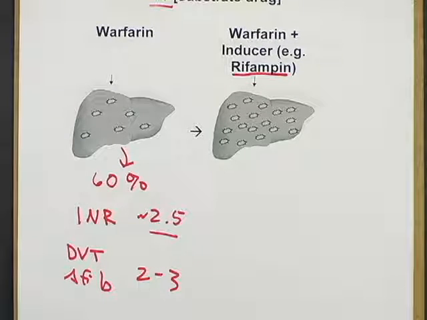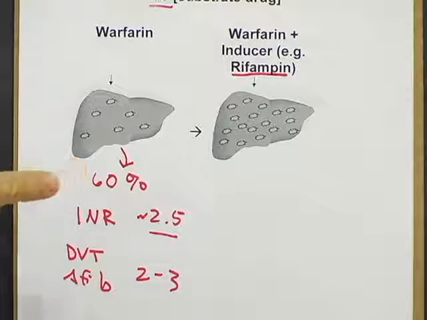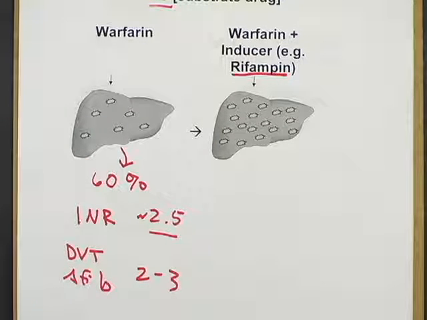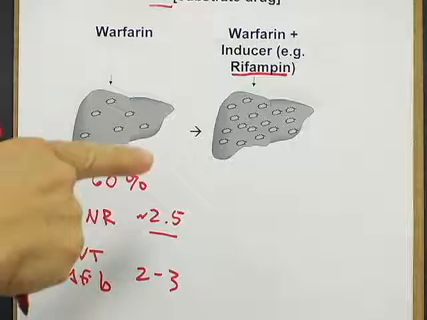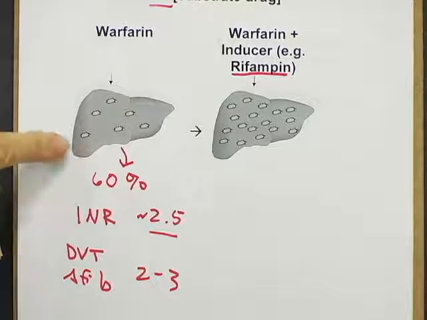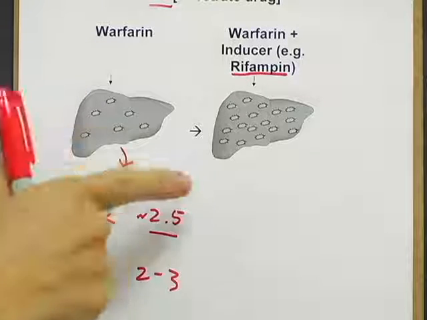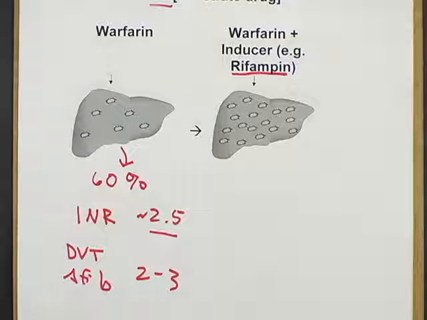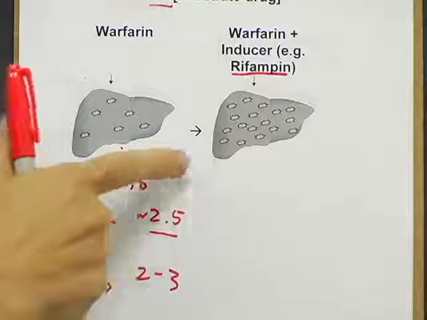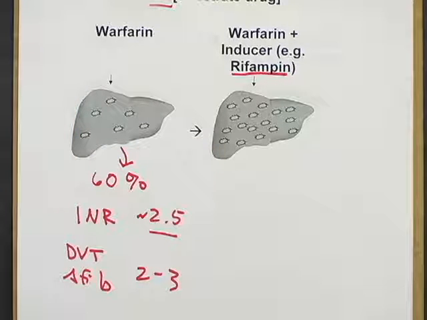And rifampin, like other enzyme inducers, will cause more enzymes. And so you can see this liver had some enzymes that metabolize warfarin. Now they've been on rifampin for a little while. The enzyme induction has kicked up. You can see the liver is just flooded with this enzyme.